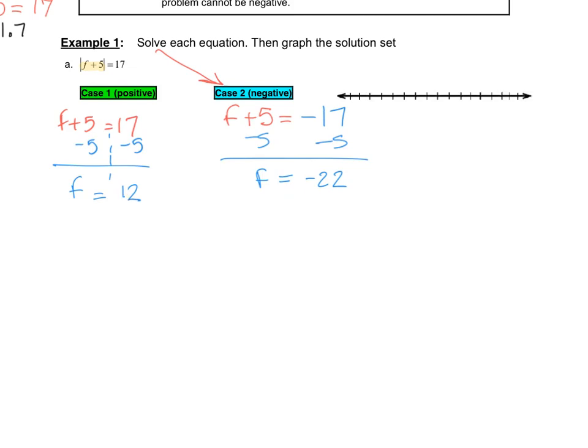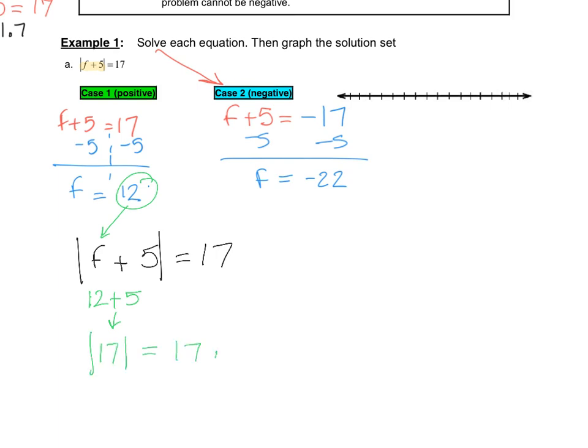In order to check to see if they are solutions, I have to take these and put them independently back in. So if I know that the original question says the absolute value of f plus 5 gives you 17, then I'm going to try 12 and plug it in for f. 12 plus 5 gives me 17. Is the absolute value of 17 17? Yes. So I know that one of my solutions is an answer. Now I need to check the other.